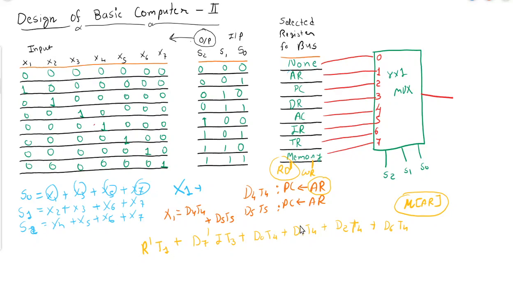So in all these cases M of AR will work as a source, meaning it will be on the right side of the register transfer language. In all these cases this will work as a memory read. So we can say this will be X7. This circuit which we have derived, you have to implement as a part of memory read.